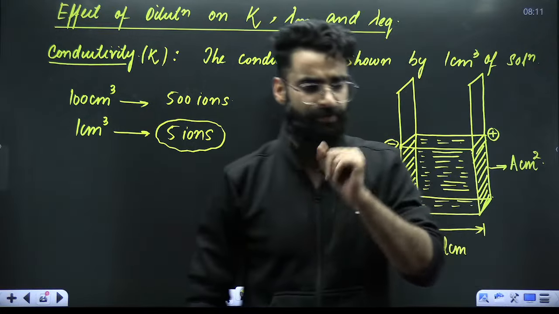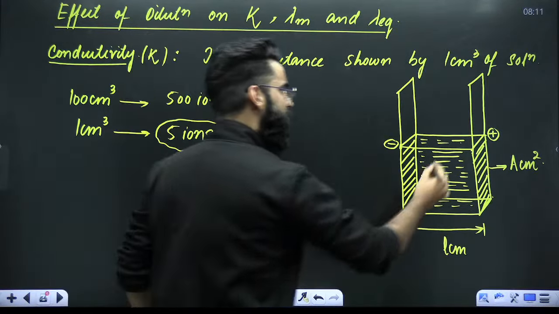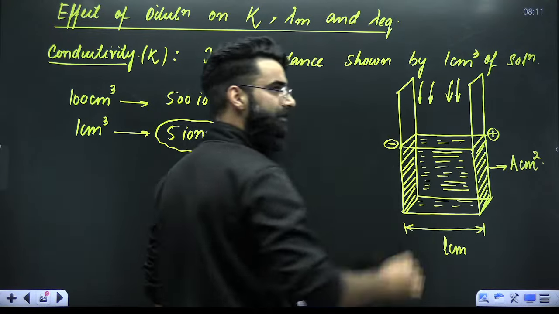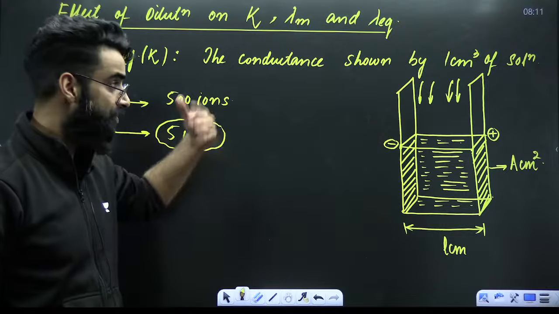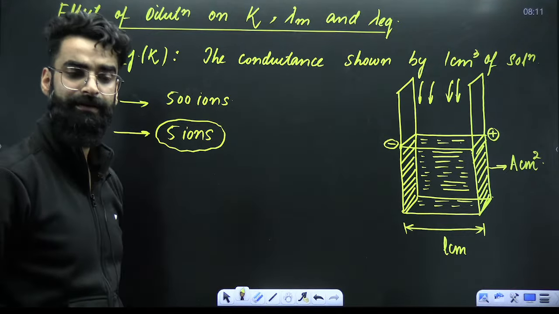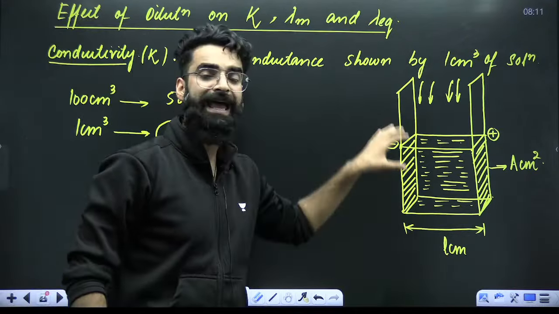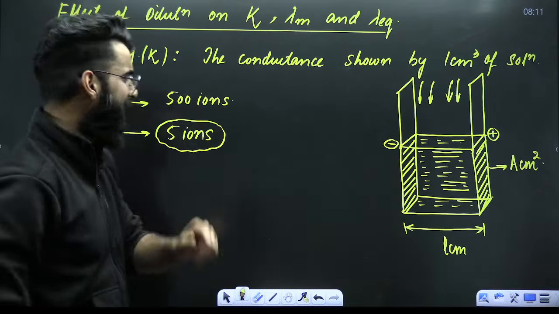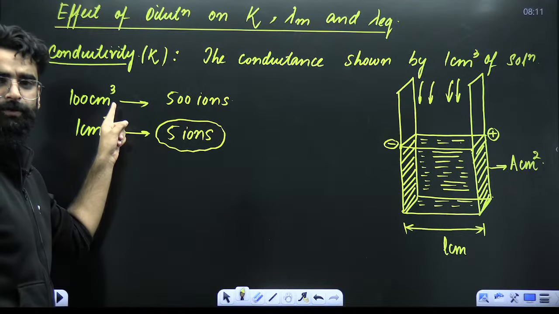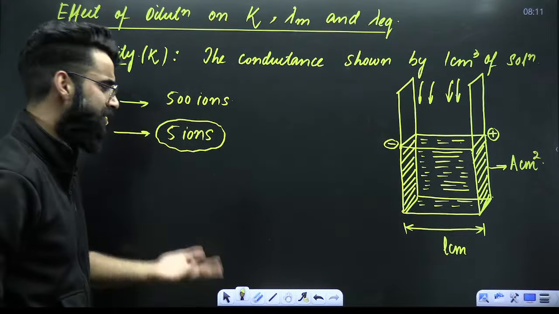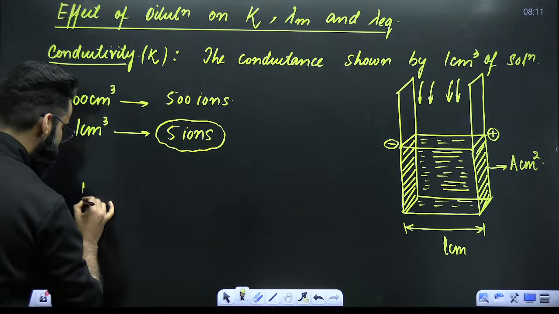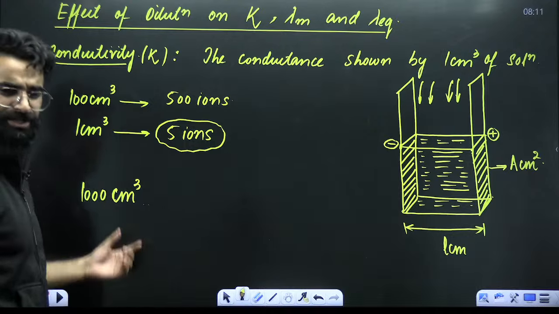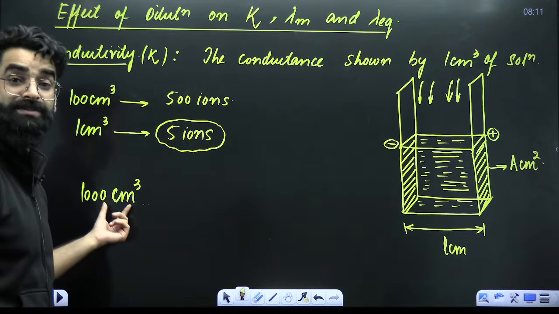Correct? Now try to understand. Imagine that you are adding some extra solvent here, so you are doing the dilution. My dear students, on adding the extra solvent, what will happen to the volume of solution? Volume of solution will increase. Initially, the volume of solution was 100 centimeter cube, right? Now, due to dilution, imagine the volume of the solution reached 1000 centimeter cube.